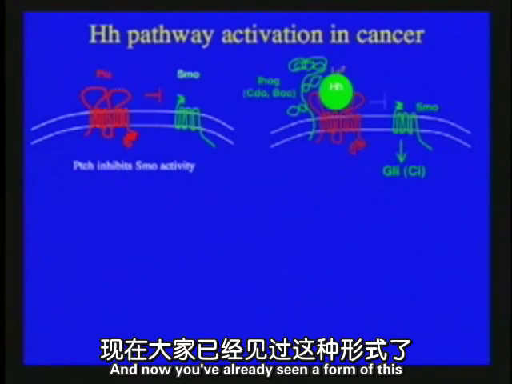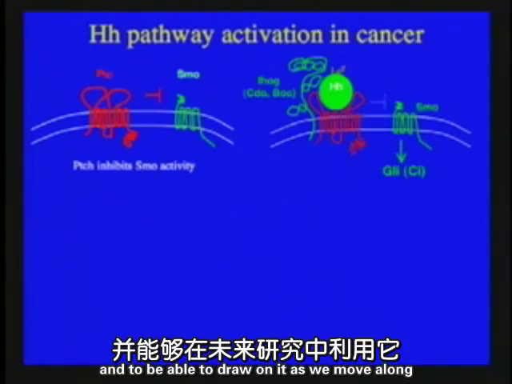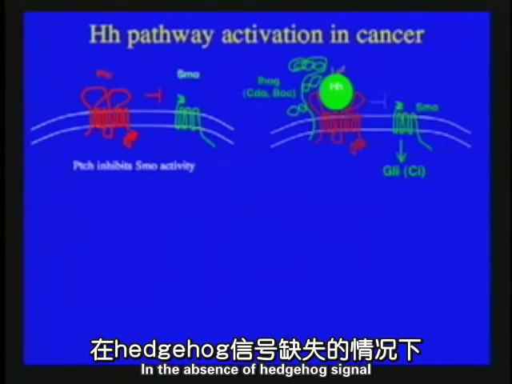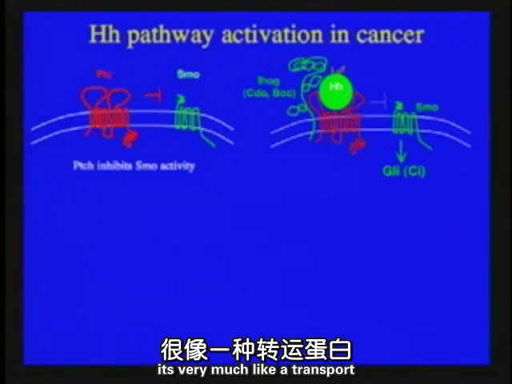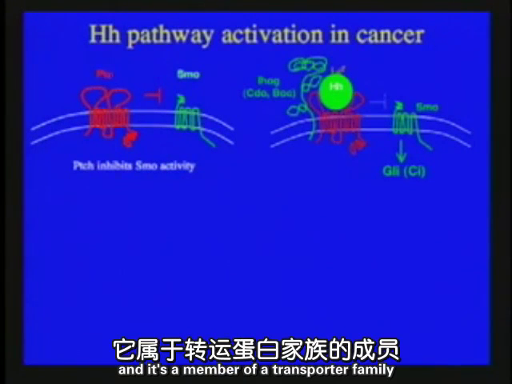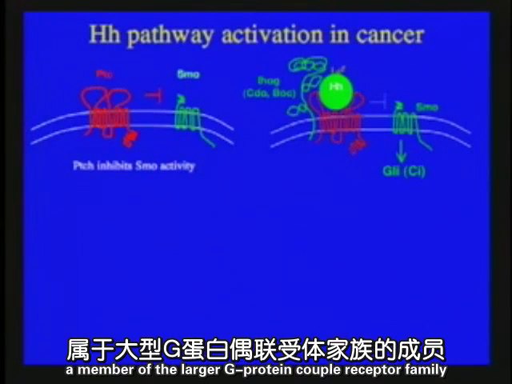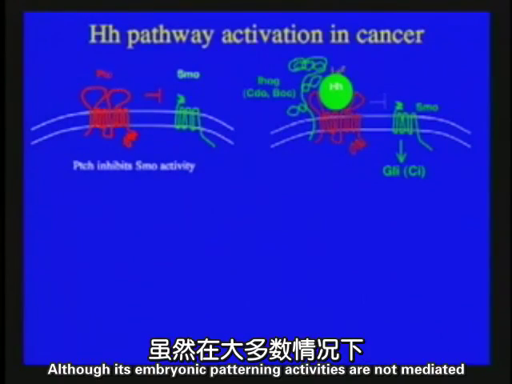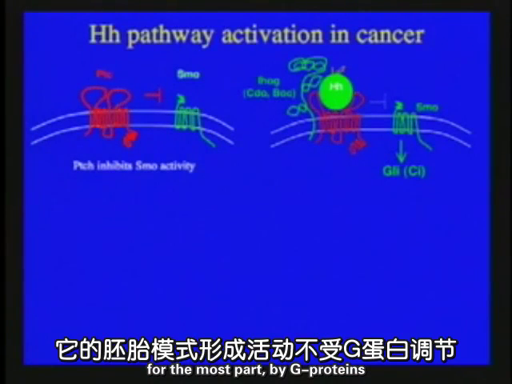And now you've already seen a form of this, but let me just repeat it to reinforce it and to be able to draw on it as we move along. In the absence of hedgehog signal, the multipass transmembrane protein patched, which is very much like a transporter and a member of a transporter family, inhibits smoothened activity. Smoothened is a seven-transmembrane protein, a member of the larger G protein coupled receptor family, although its embryonic patterning activities are not mediated for the most part by G proteins.